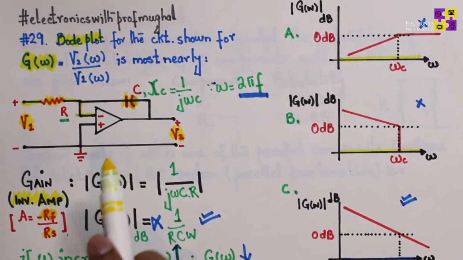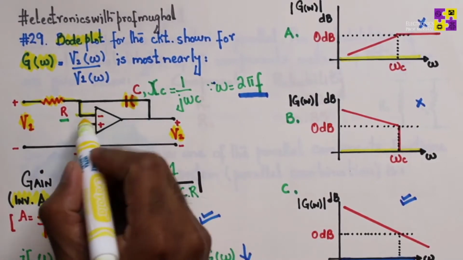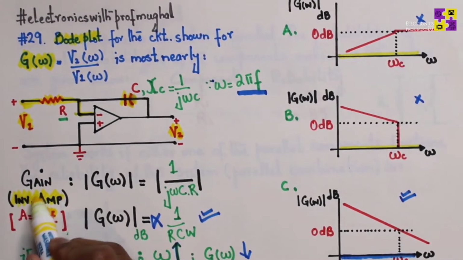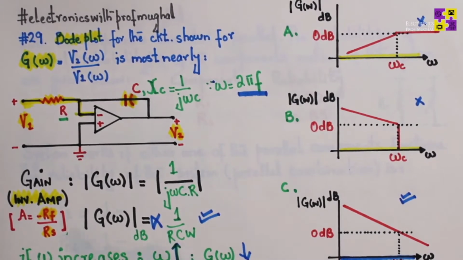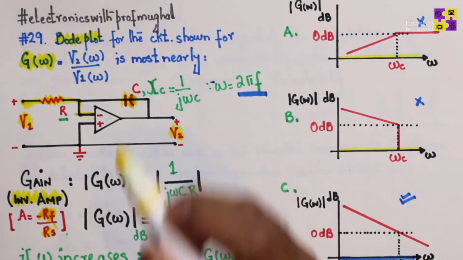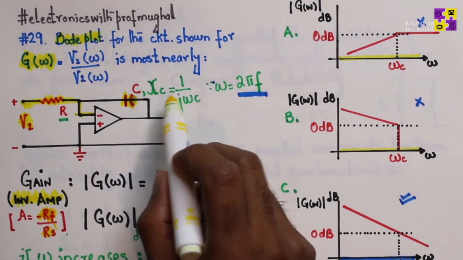So we have a system comprised of an op-amp, and the fact that the negative terminal of the op-amp is connected to the source makes it an inverting amplifier. We know from previous videos that the equation for the gain of an inverting amplifier is simply the ratio of R_F, the feedback resistor, divided by the source resistance. Now here the feedback resistor is basically this capacitor right here, which means it has a capacitive reactance.